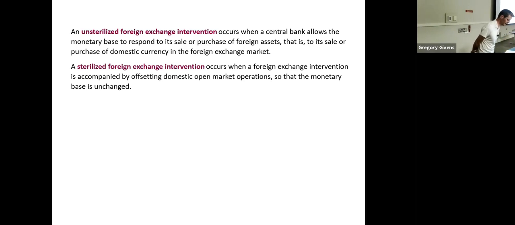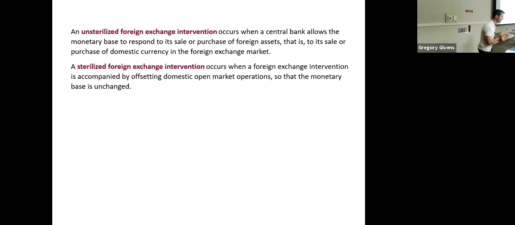First off, what is an unsterilized intervention? This occurs when a central bank allows the monetary base to respond to its purchase or sale of foreign assets. That is, its sale or purchase of domestic currency in the foreign exchange market. The two little examples that we just went through are examples of an unsterilized foreign exchange intervention. Why? Because when the Fed enters the foreign exchange market and either buys or sells international reserves, it allows the monetary base to fully respond to that. That's what we mean by an unsterilized intervention.